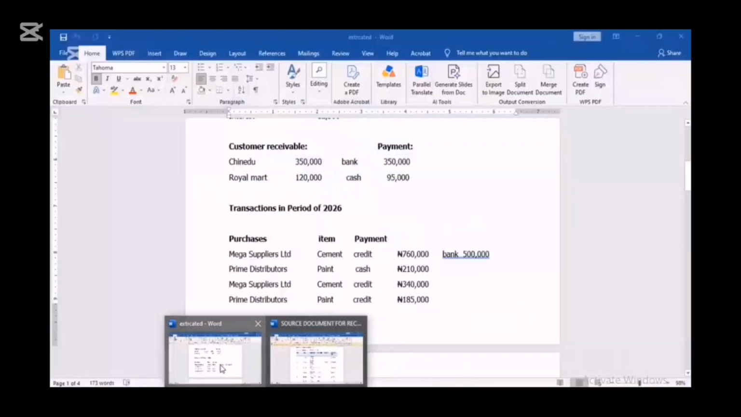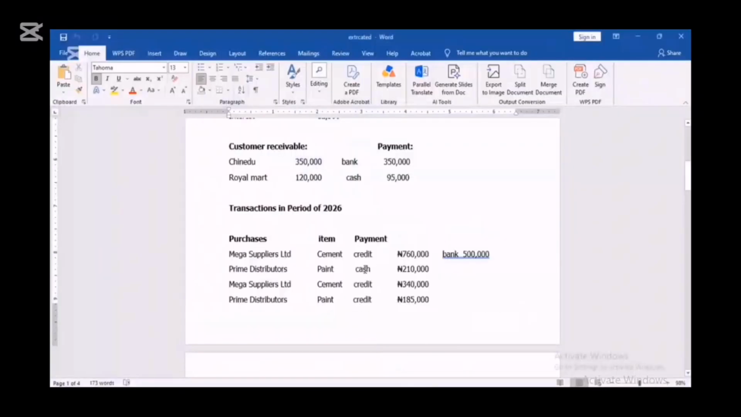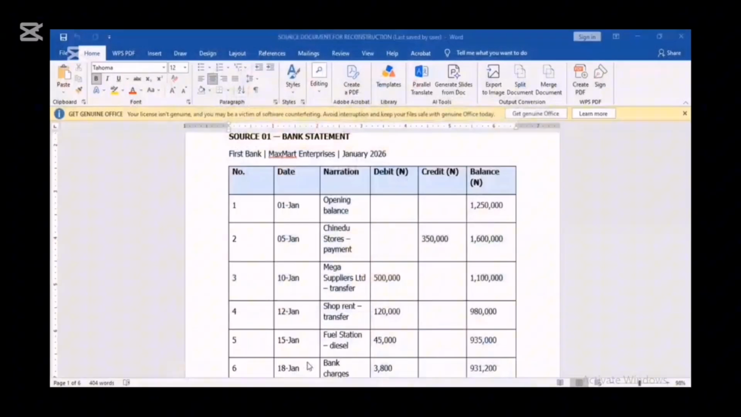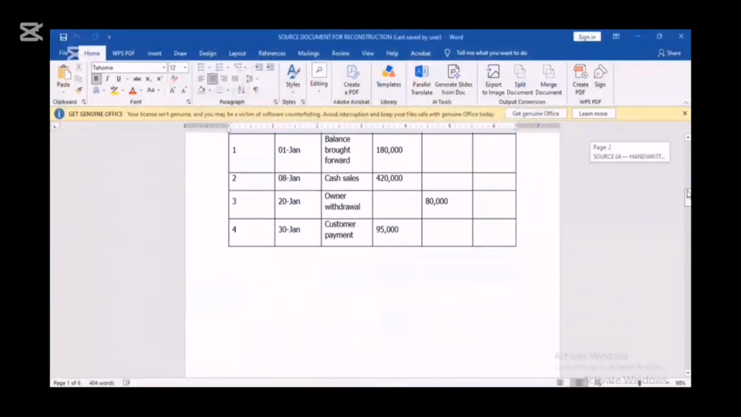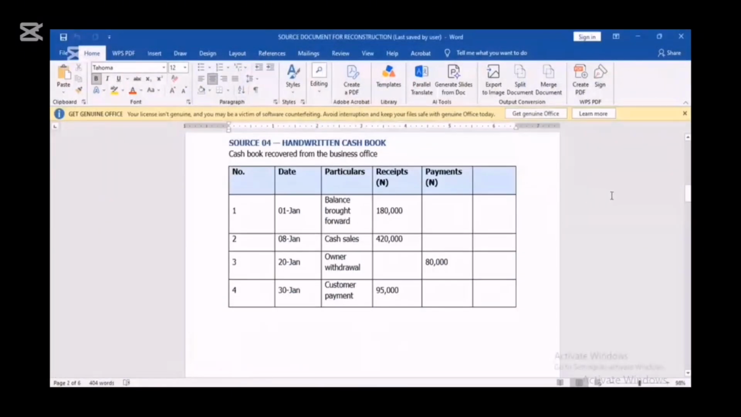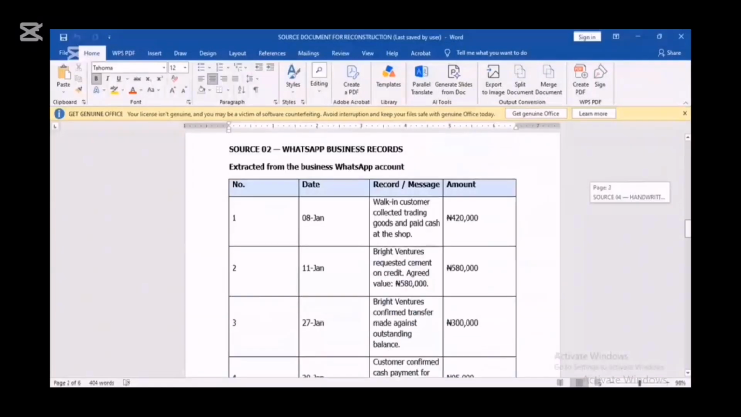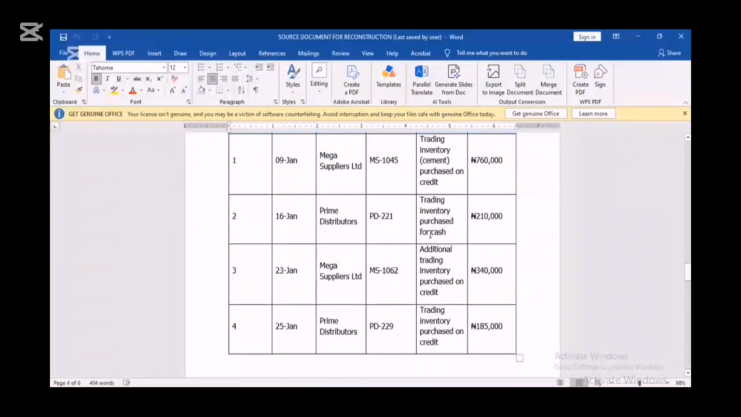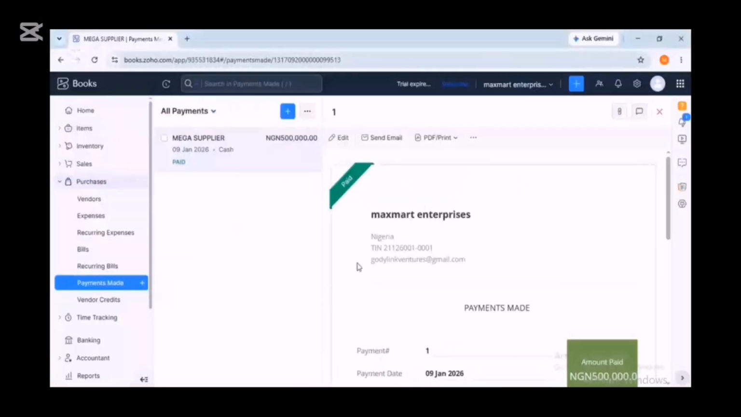So the next supplier is Prime Distributor. He supplied, and we make payments by cash. The business paid instantly. So first of all, we are going to establish whether these numbers are verifiable from the source document. Though we've done that earlier, for the sake of what we are doing, let's see where the amount appears. Okay, right up here you can see Prime Distributor Trading, inventory purchase for cash. Okay, it is verified. So let's add it up.